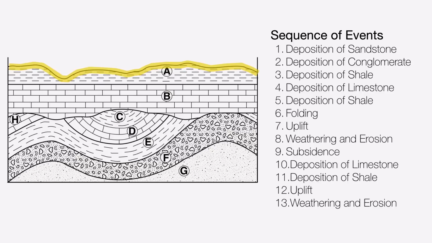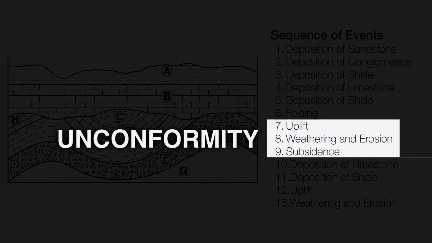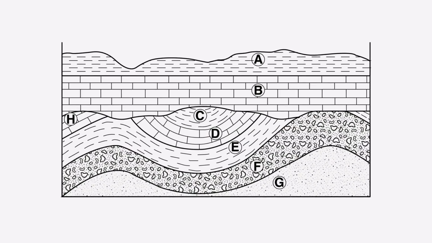So, if I see an unconformity in my sequence, I know that I had to have a period of uplift, weathering and erosion, and subsidence. Those three steps together are what creates the unconformity. So you see here in red, this layer right here, not even a layer, this boundary is an unconformity.